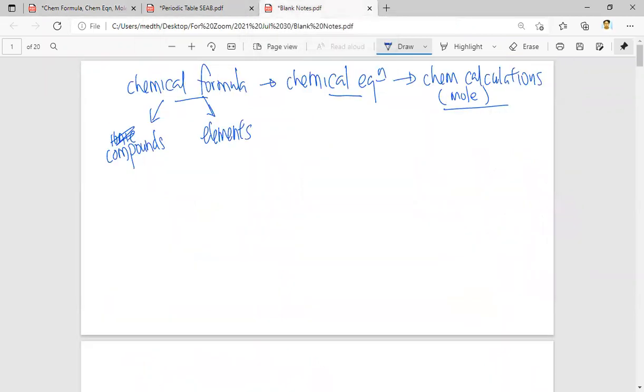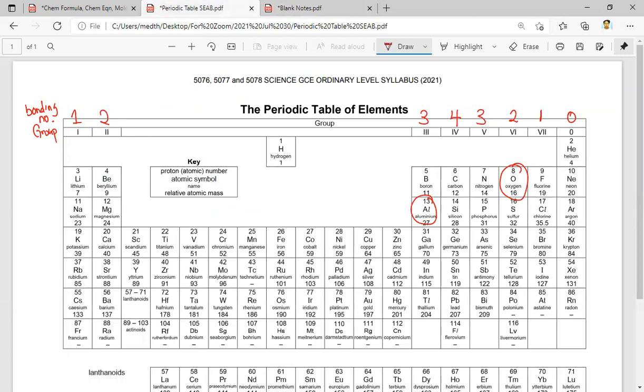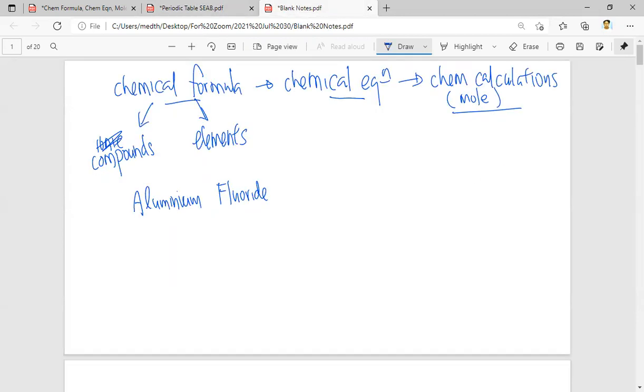So let's go to the blank notes. I'm going to give you another example. What we can try is maybe aluminium chloride. Maybe not chloride. Let's try aluminium fluoride. Now let's zoom in a little bit. So aluminium fluoride, what would be the chemical formula? First thing, go back to your periodic table and check. Aluminium, bonding number 3. So let's write down aluminium, bonding number 3.